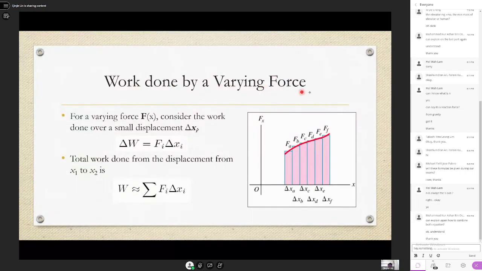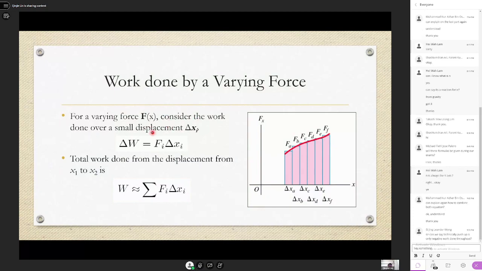So work done by a varying force, how do we calculate that? Just now was work done by a constant force, which is simply force times displacement, very straightforward. But for a varying force, you see this is force against distance. As it moves, the force also changes; you push with more and more force. So for a varying force, consider the work done over a small displacement.